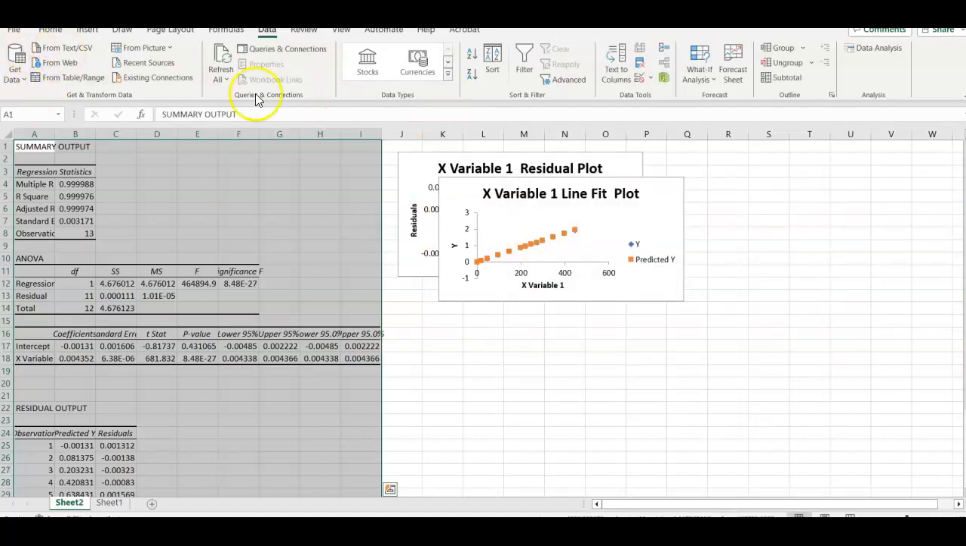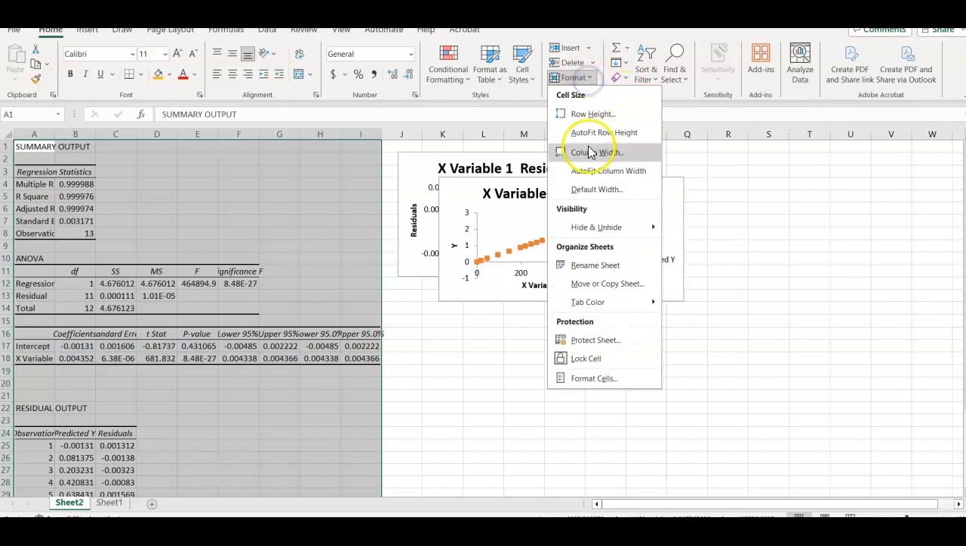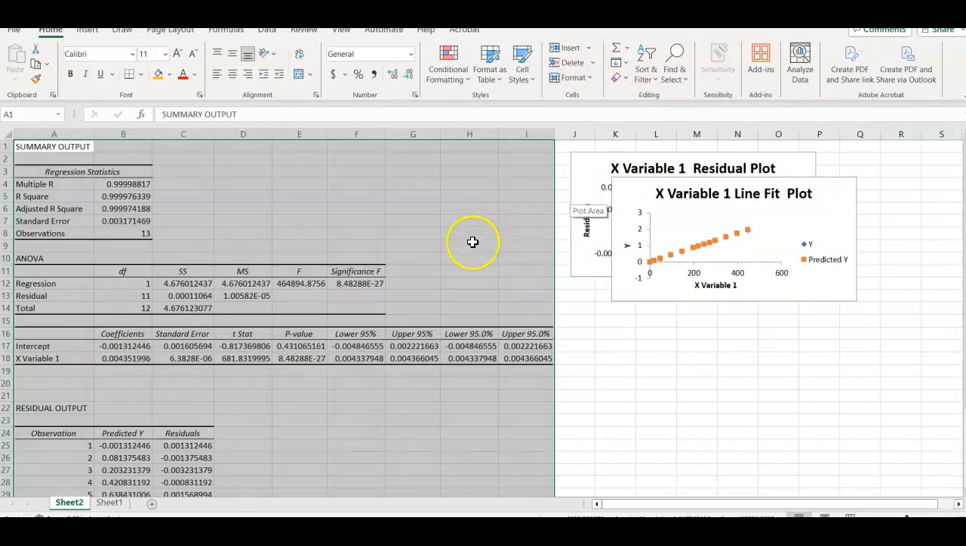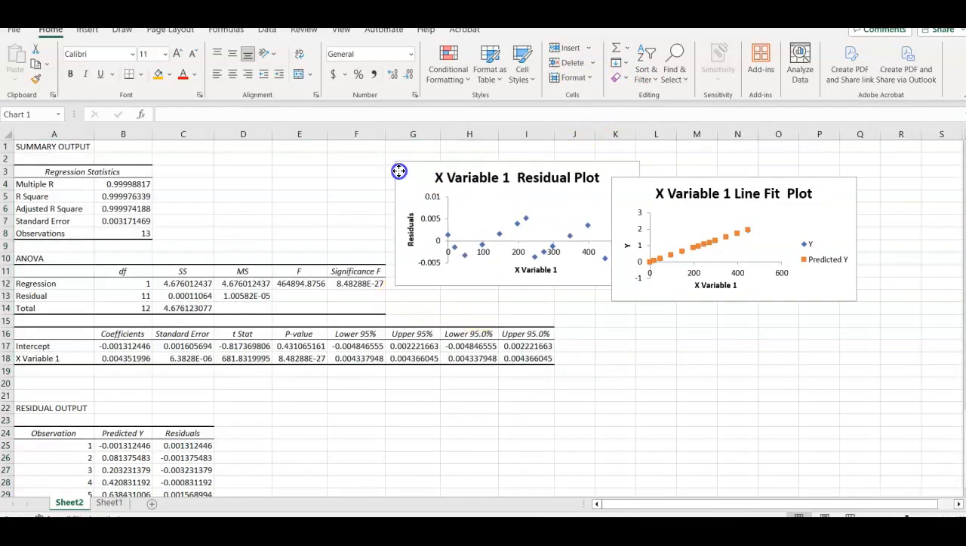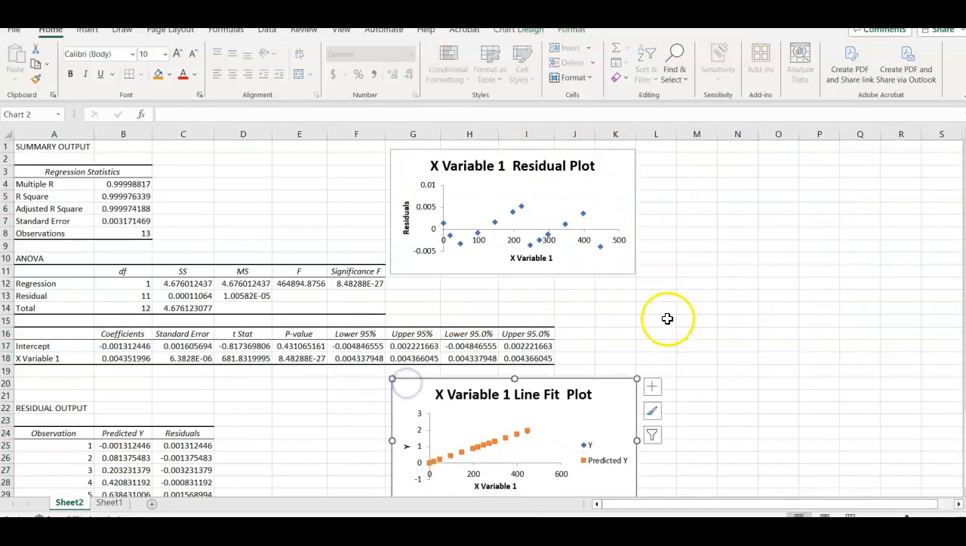It will bring you into a new sheet in your workbook. Everything is squeezed in here, so I'm going to go to Format and do AutoFit Column Width, just to spread everything out a little bit so I can see it. And when I look at my line fit plot, the orange squares are totally covering up the original data.